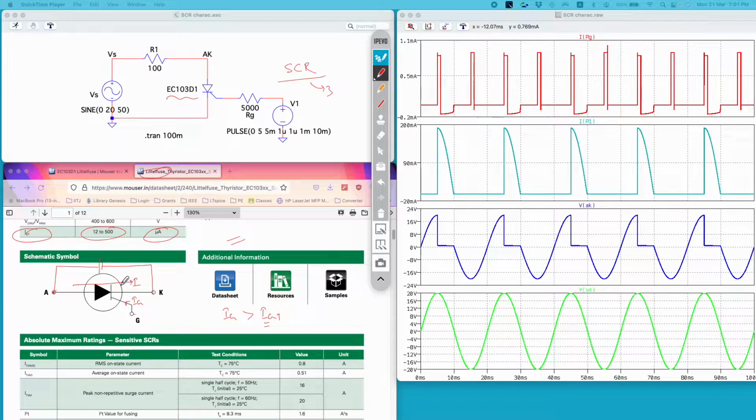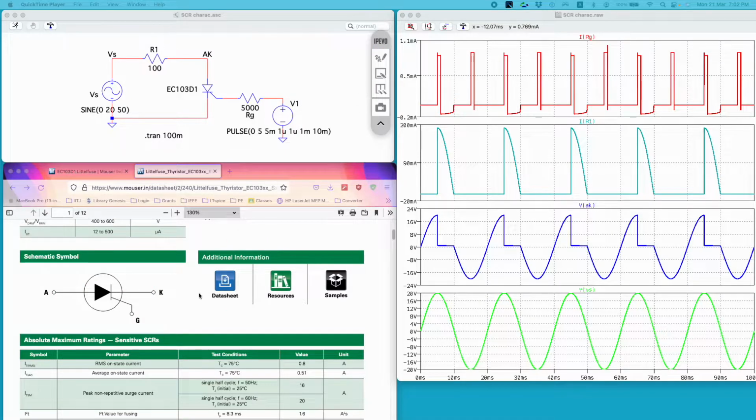Now if the current through the thyristor reaches a minimum value equal to IL, also called the latching current, then the gate current is no longer required. That is, you don't have to inject the gate current pulse into the gate terminal. So the thyristor will turn on fully if the current flowing through it is greater than or equal to this latching current value. This is also mentioned in the data sheet.